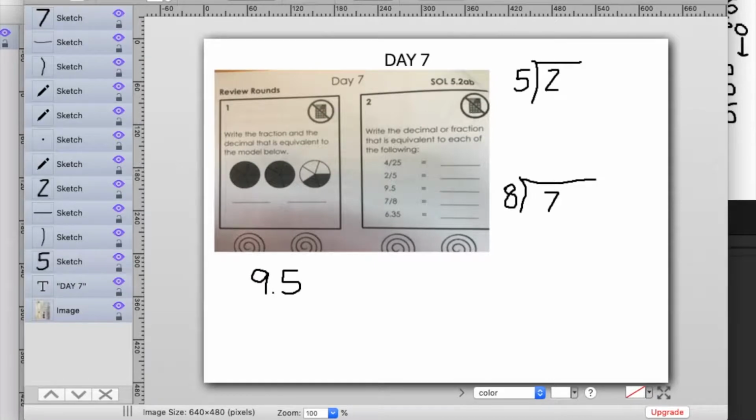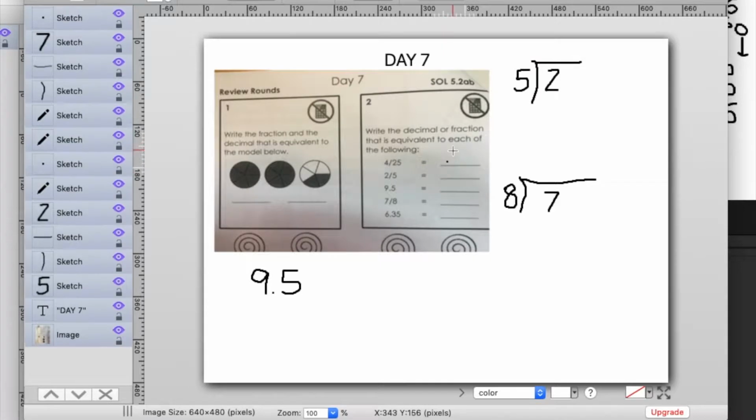Day 7, question 2. We just figured out what the equivalent decimal is for 4/25ths. We wrote it is 0.16, or 16/100ths. Let's go on to 2/5.